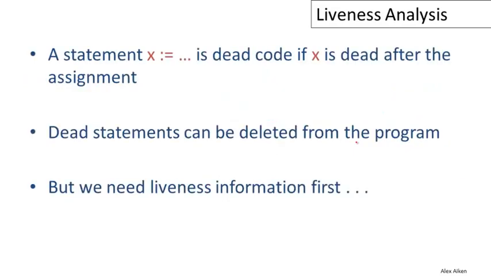Now, if a value is not live, then it is dead, and a statement that assigns to x is going to be dead code if x is dead after the assignment. So if we know that immediately after this assignment to x, there is no possibility that a value of x will be used in the future, well then the assignment was useless and the entire statement can be removed. So dead statements can be deleted from the program, but notice that in order to do that, we have to have the liveness information. We need to know whether x is dead at this point.